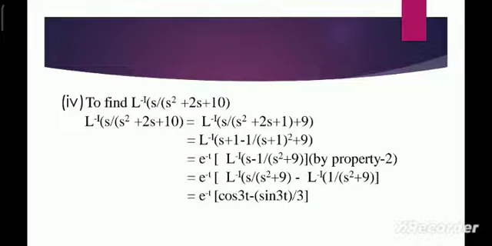square plus 9. Again by using linearity property, we have e power minus t into L inverse of s by s square plus 9 minus L inverse of 1 by s square plus 9. Therefore, using the inverse Laplace transform formula, L inverse of s by s square plus 9 becomes cos 3t and L inverse of 1 by s square plus 9 is sin 3t by 3.